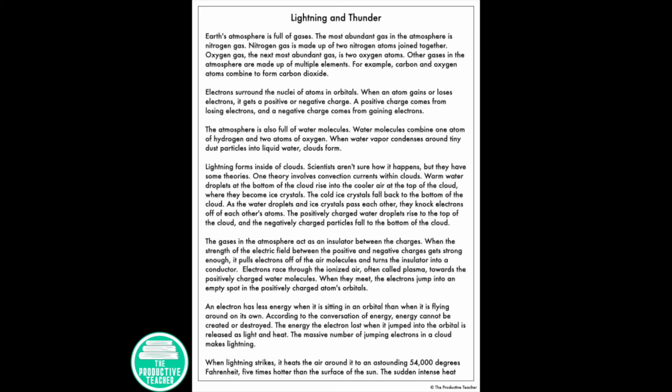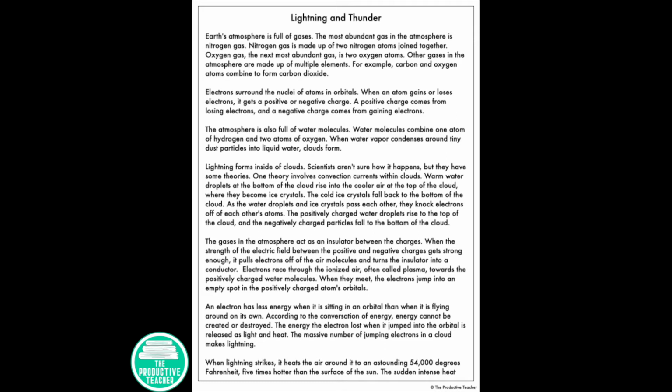Lightning forms inside of clouds. Scientists aren't sure how it happens, but they have some theories. One theory involves convection currents within clouds. Warm water droplets at the bottom of the cloud rise into the cooler air at the top of the cloud, where they become ice crystals. The cold ice crystals fall back to the bottom of the cloud.